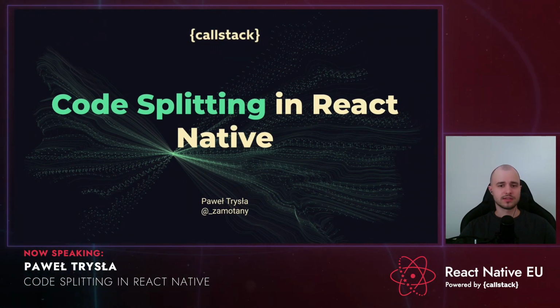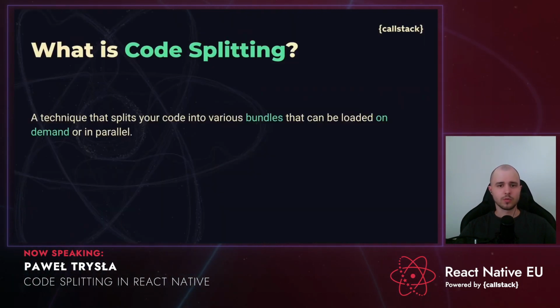So, let's start by answering the question, what code splitting actually is. Code splitting is a technique to split the code of your product into multiple bundles. Those bundles can be loaded on demand or in parallel. Instead of shipping the whole application's code to the user, you only deliver the bare minimum of the code and load the rest later once needed.